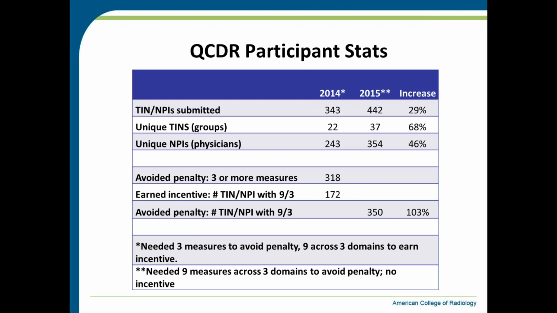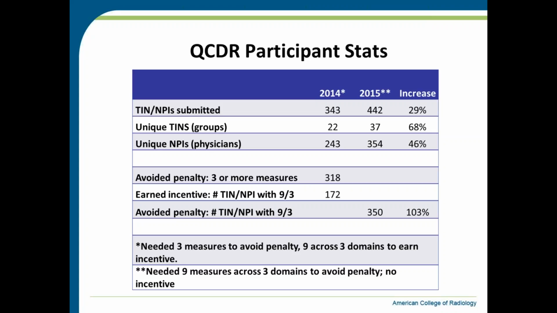At the bottom, you'll note that there are a few asterisks. PQRS reporting requirements continue to change annually. So every year around December, there's changes in the measures. There's changes in how many measures need to be reported. So back in 2014, the reporting requirements were only 3 measures to avoid a penalty or a negative payment adjustment. And in 2015, you could see it increased from 3 measures to 9 measures.